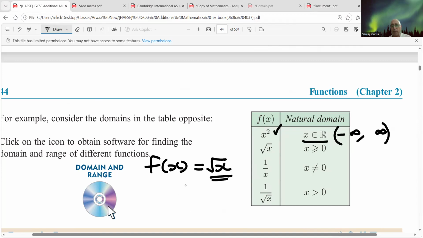Right? Negative values can't be inputted. So the domain is x greater than or equal to 0. You have to be very, very particular about certain kinds of functions which have restrictions. So this has a restriction. First function is a restriction.